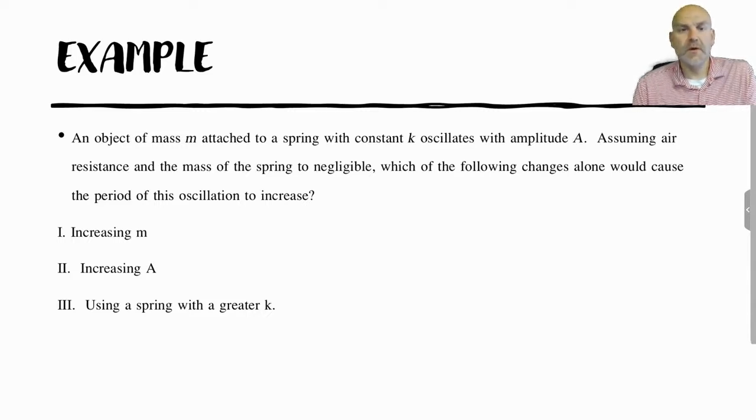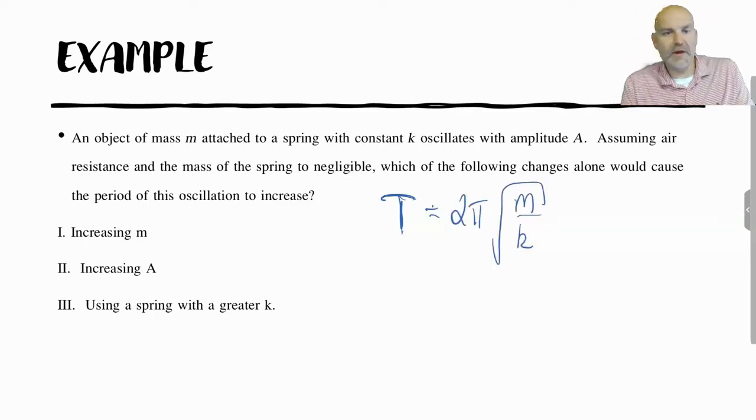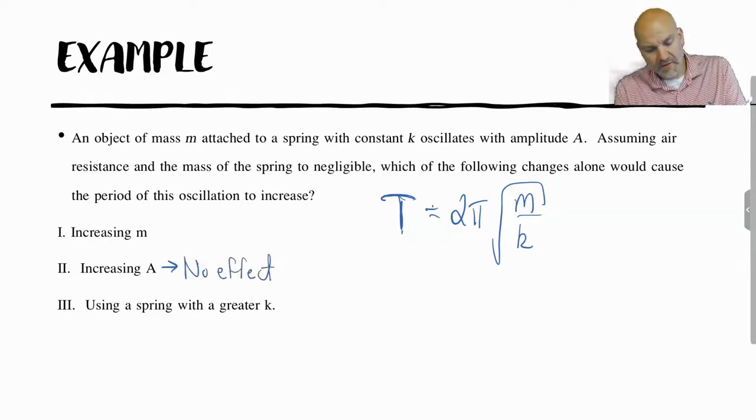Which of the following changes alone will cause the period of this oscillation to increase? For us to do that, let's look at the relationships that are established between period and the other factors. One is very easy. For case 2, there's no effect of the amplitude, so case 2 is out. Nowhere in the equation do you see amplitude mentioned.